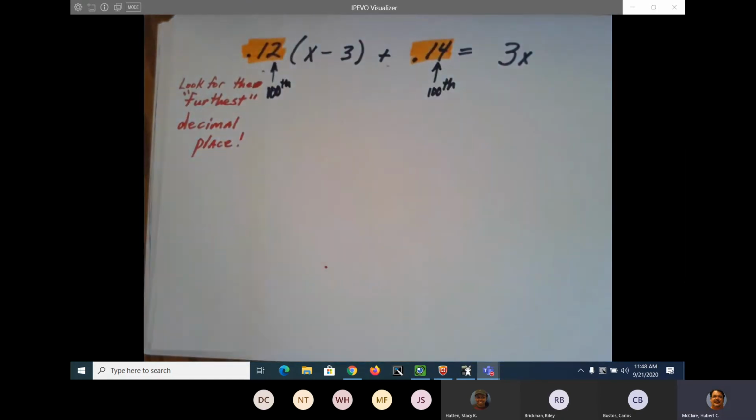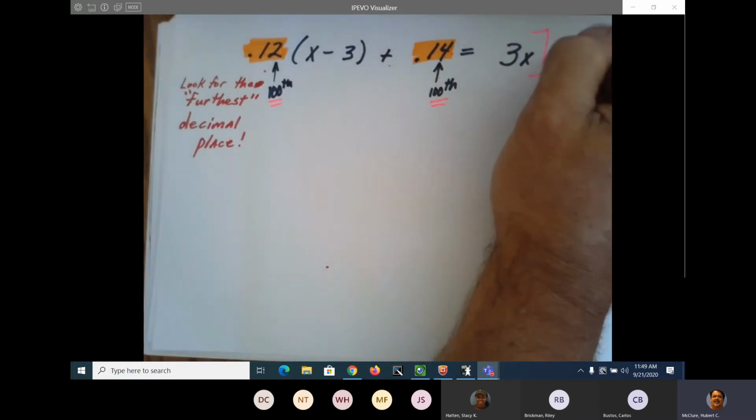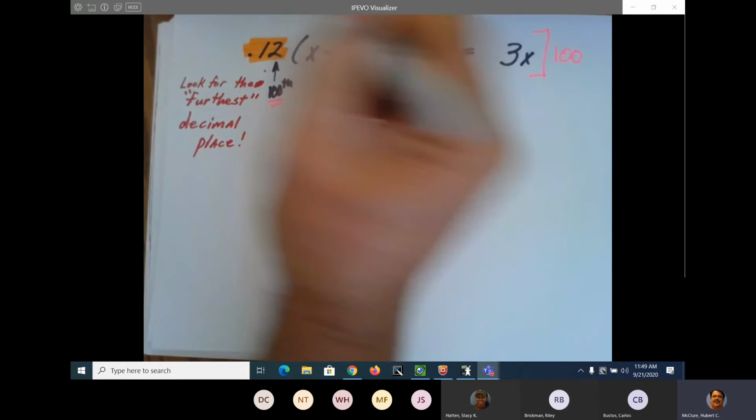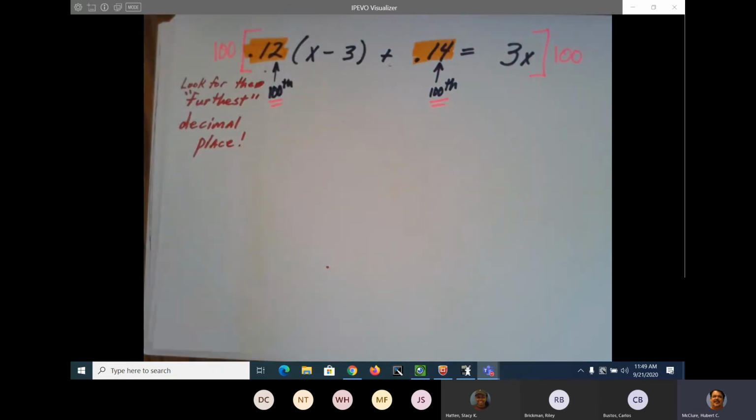So that means if it's a hundredth, I'm going to multiply by 100. If it's a tenth, I'm going to multiply everything by 10. If it's a thousandth, I'm going to multiply everything by 1,000. In this case, the furthest place value is the hundredth. So I'm going to take my pink pen, and since it's the hundredth, I'm going to multiply everything by 100. And this is real simple because all you have to do is move the decimal place.